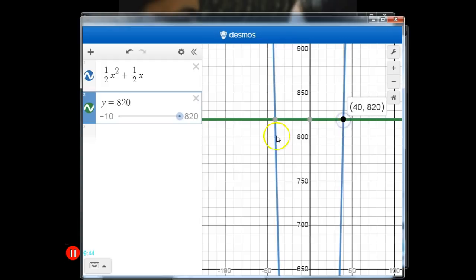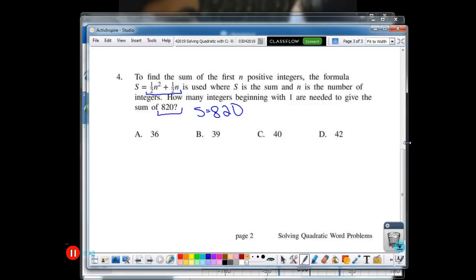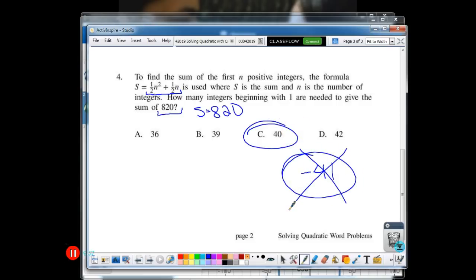Right, so I have 40 and negative 41. Well, 40 is my only one here, and the reason negative 41 is not there is because this is the real world. We don't deal with negative numbers in the real world. So my answer would be C.